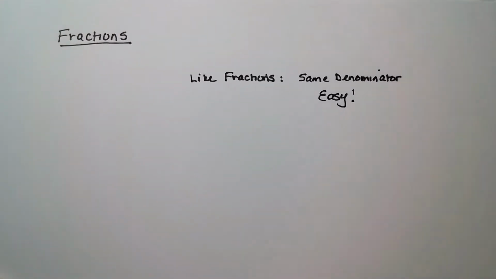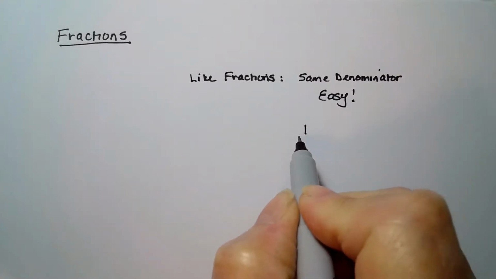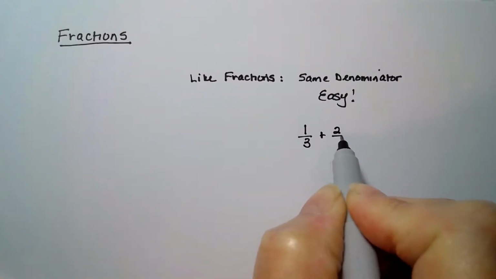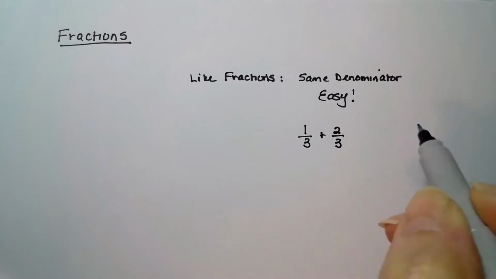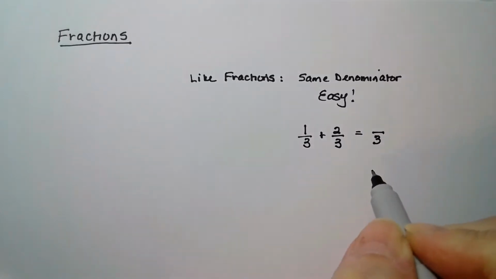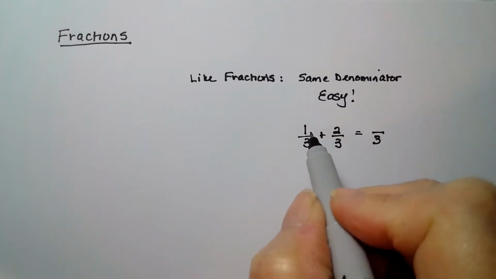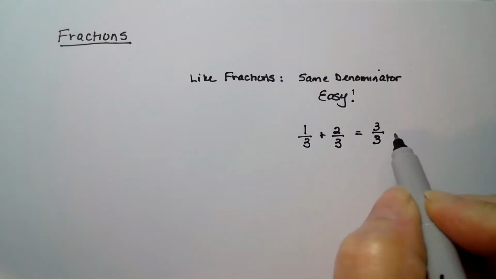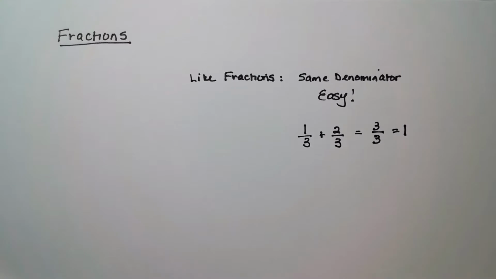tops, the numerators. So for example, 1/3 plus 2/3, the denominators are the same, so it's going to result in a new fraction with 3 in the bottom, or in the denominator. And now I could add the top. 1 plus 2 is 3, and then we can reduce if we need to.